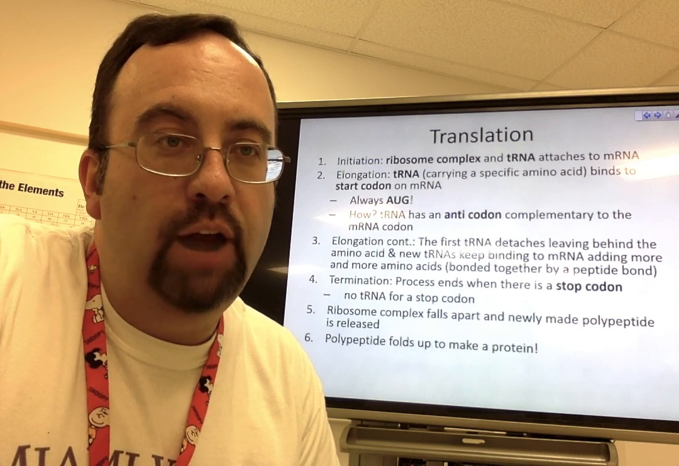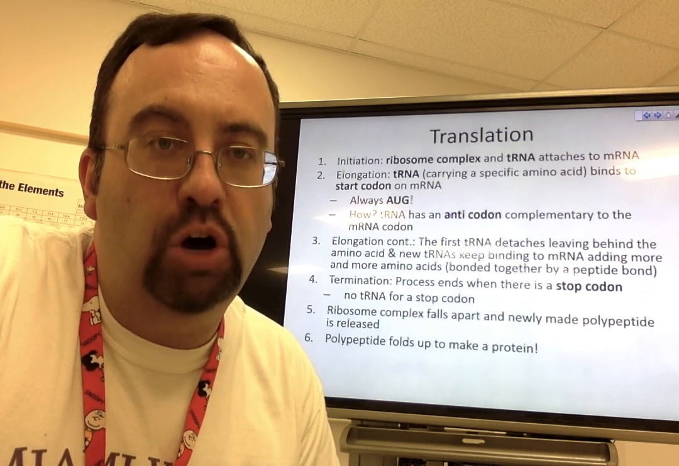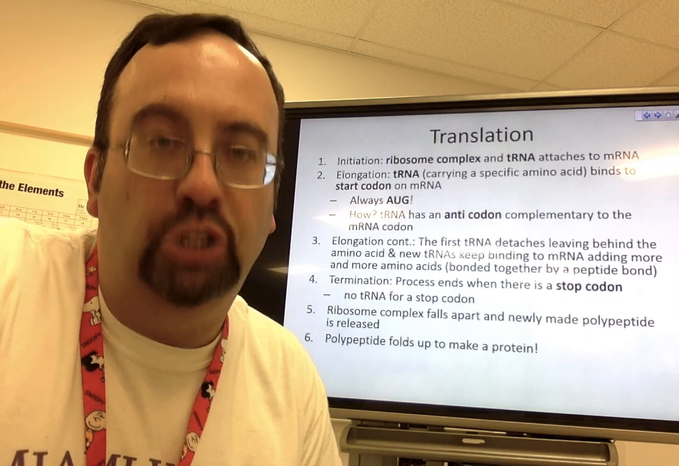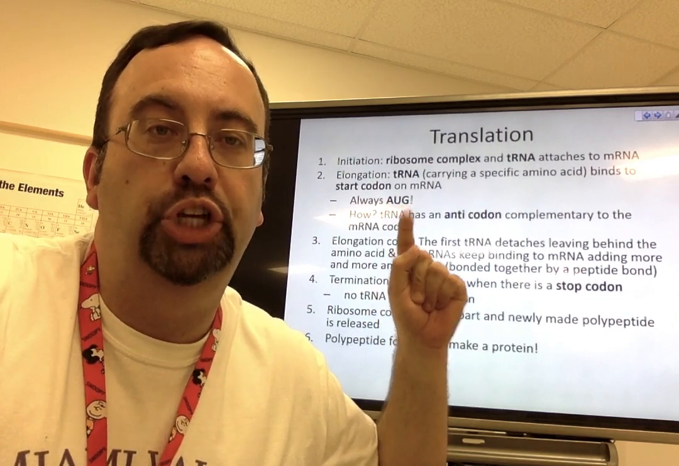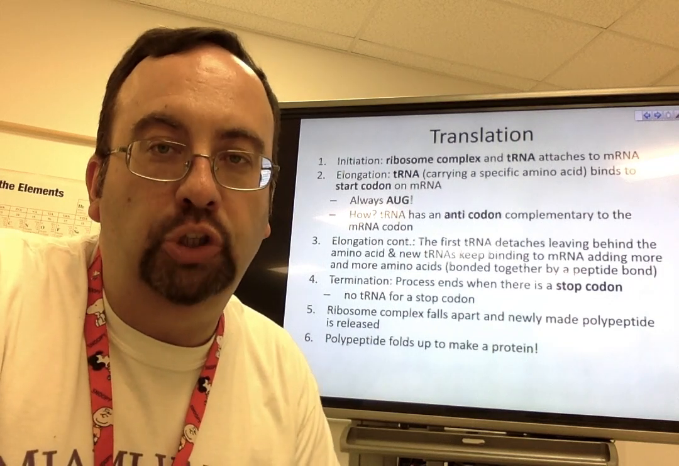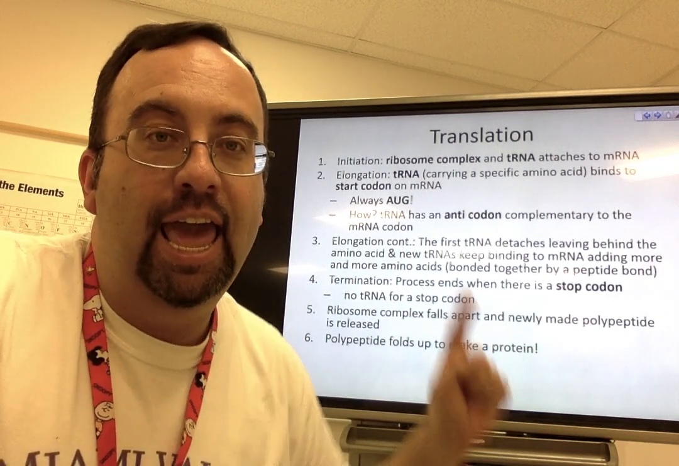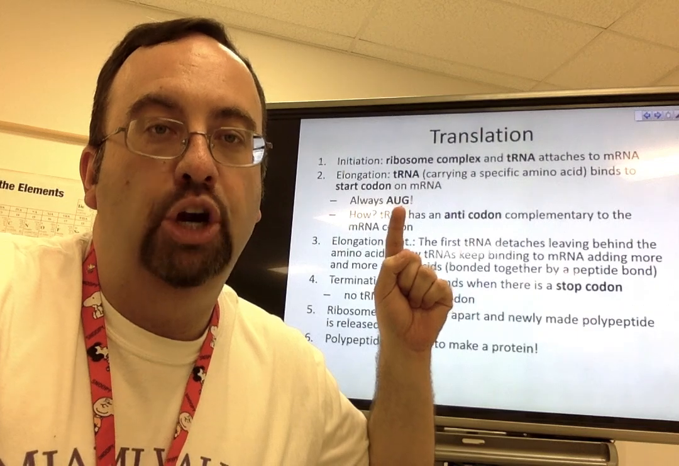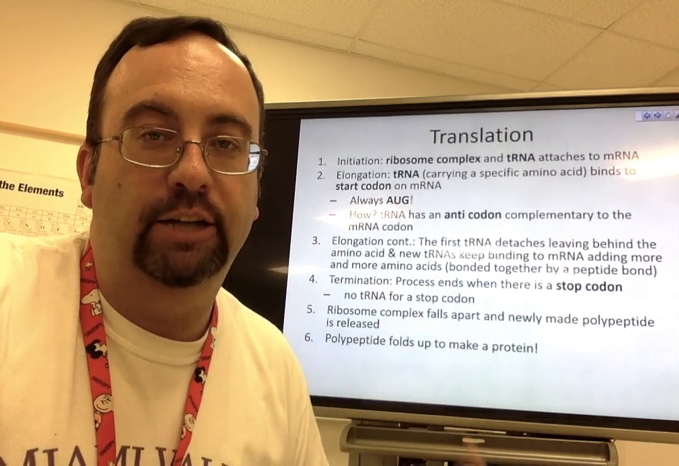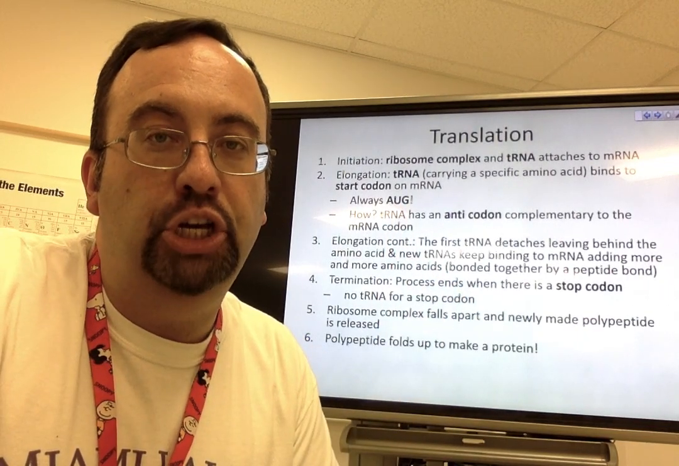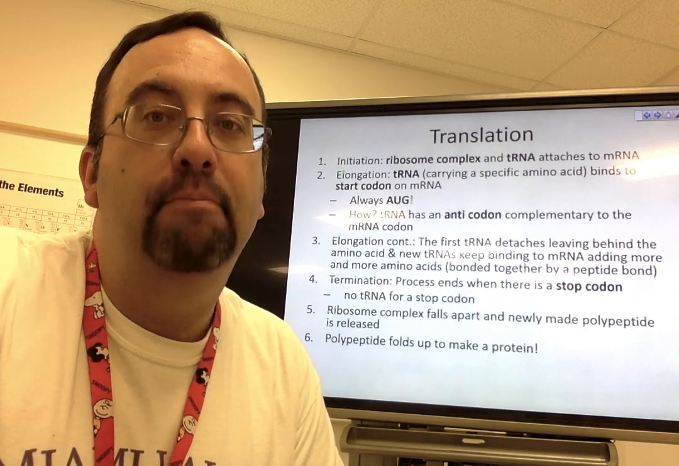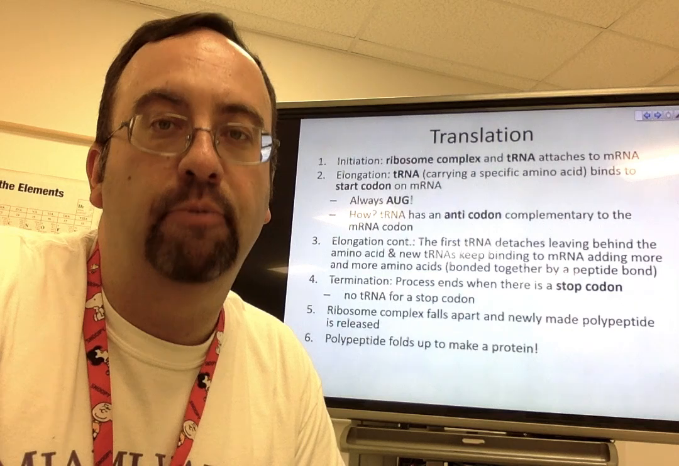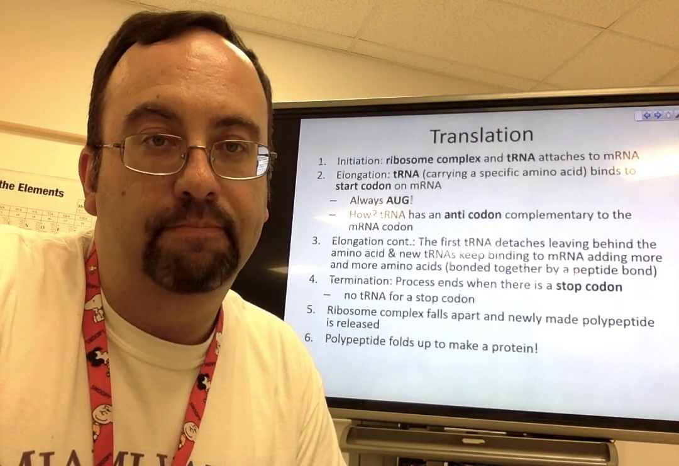The tRNA will then bind to the start codon on mRNA. The start codon is always AUG. One of my friends in college told me a good way to remember this is "a unique go." If you want to use that as well, you can. AUG codes for the amino acid called methionine, and every protein molecule starts off with the amino acid methionine.